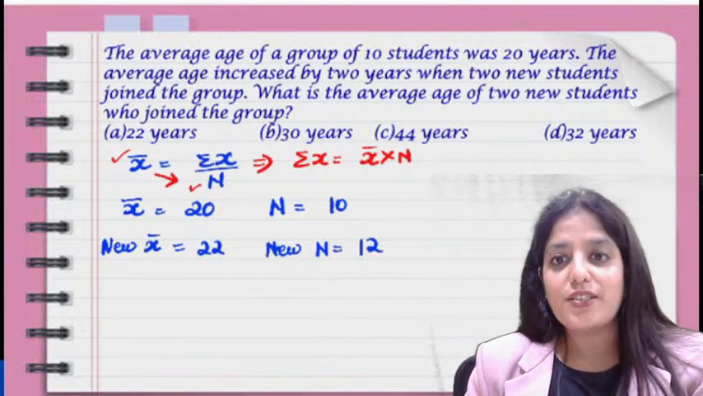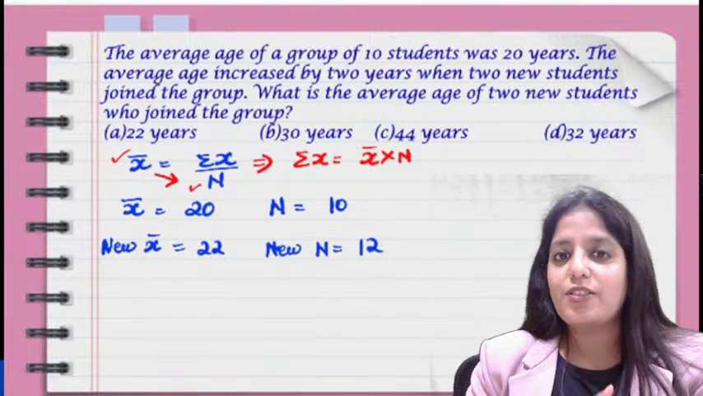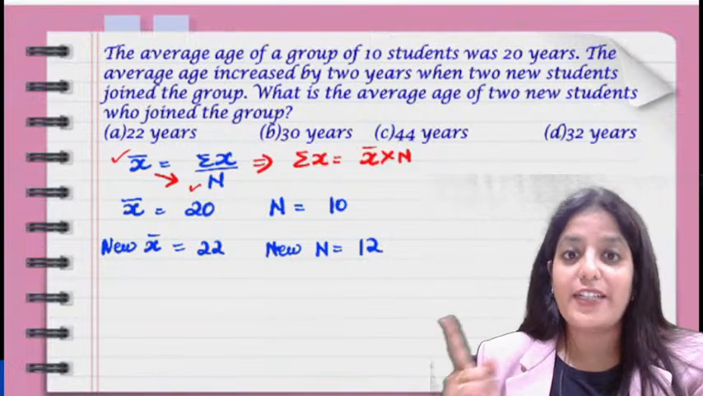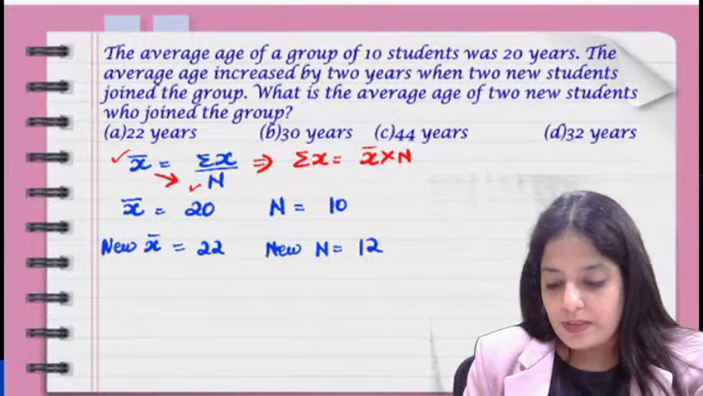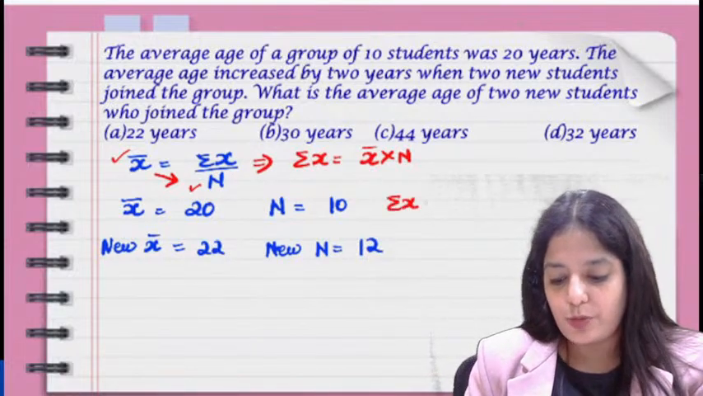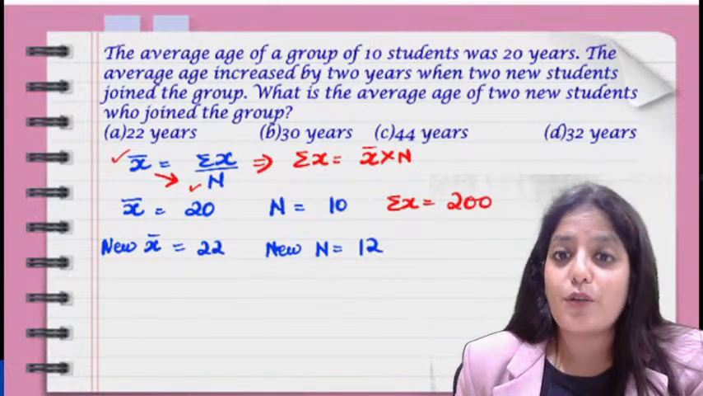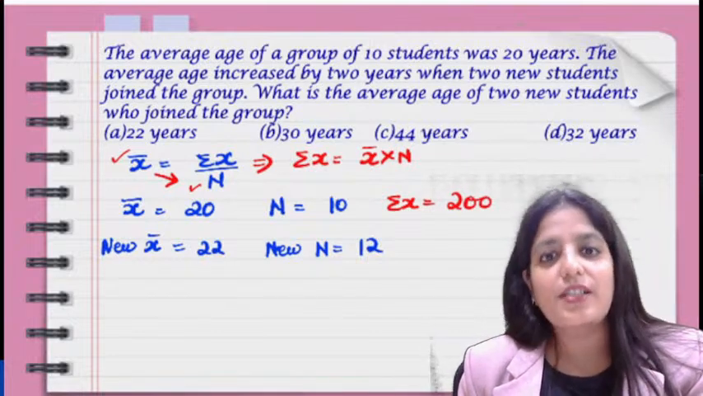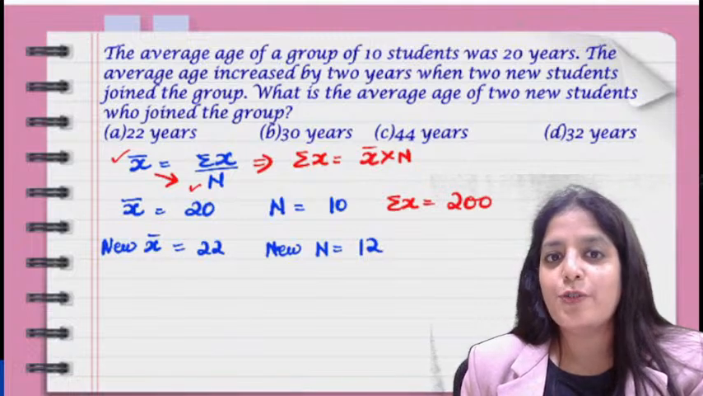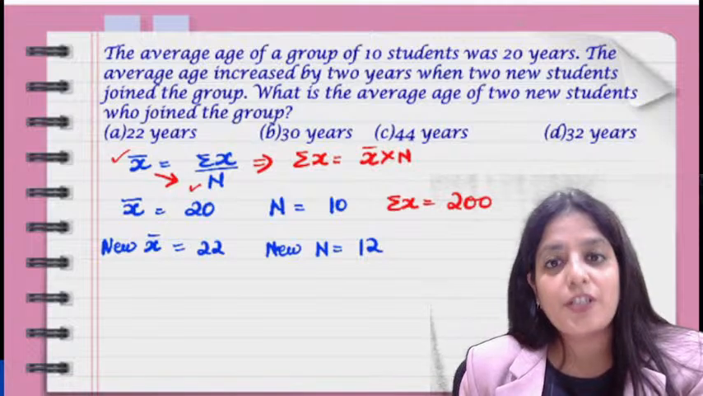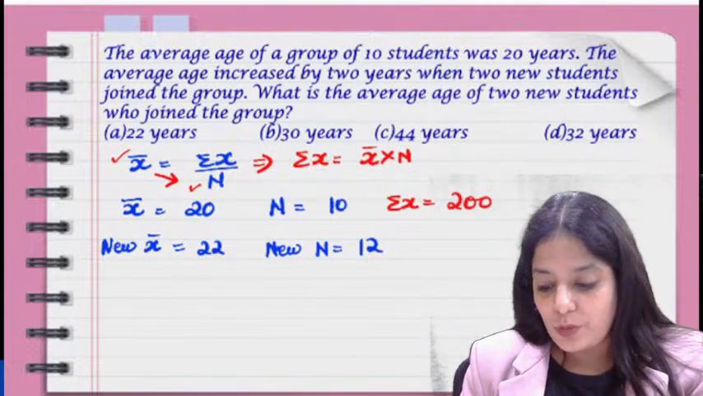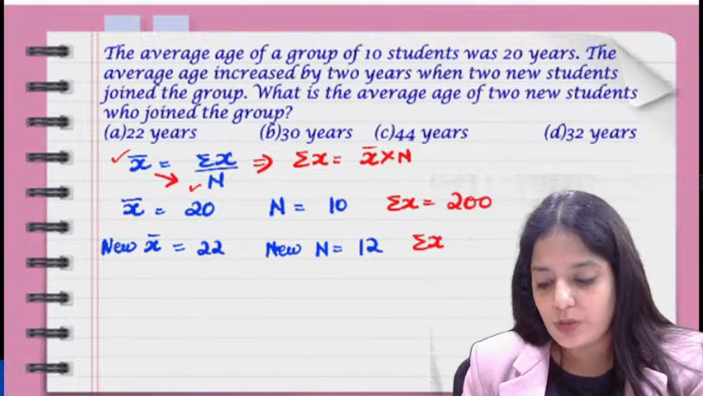So in the first scenario, x bar is 20 and the number of observations was 10. So sigma x would be how much? 20 into 10, that is 200. So 200 is the sum of the ages of 10 students. Now talking about the second scenario, x bar is equal to 22 and n is equal to 12. So what will be the new sum?